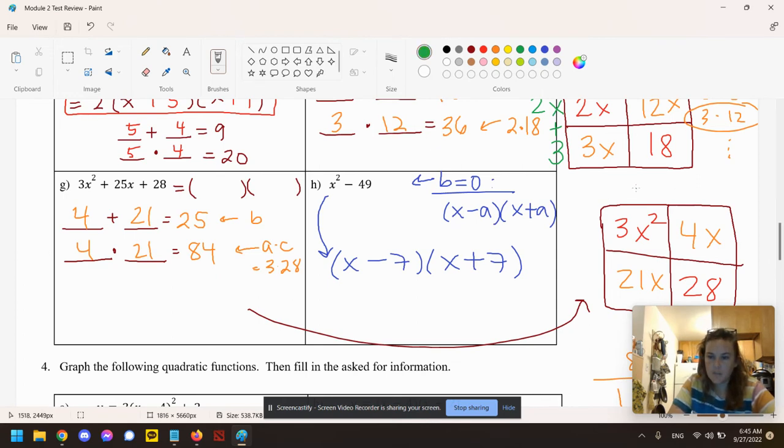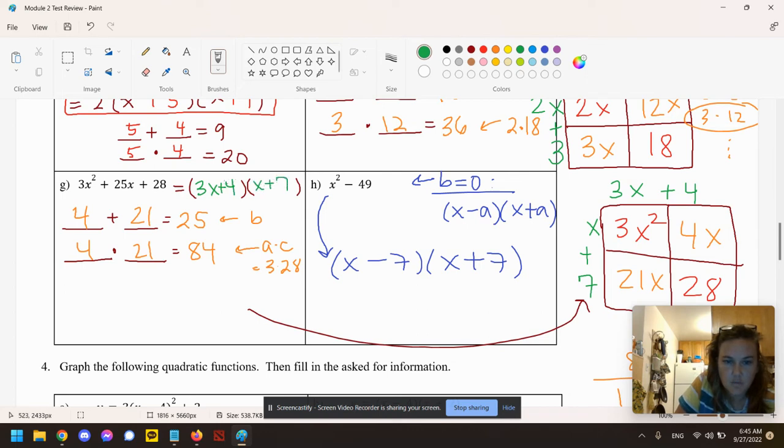Now my next step is figuring out which of these should have the 3 and which should have the x. I think the top one should have the 3. So this bottom side one can be 7. This could be positive 4. Let's check. 3 times x is 3x squared. 4 times x is 4x. 4 times 7 is 28. And 3x times 7 is 21. So now we get to put the top and the side lengths as our final answer.